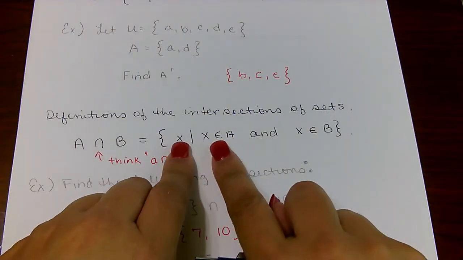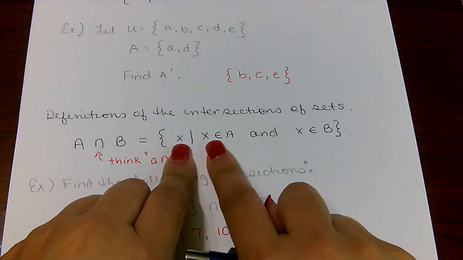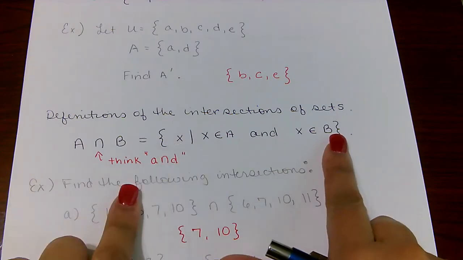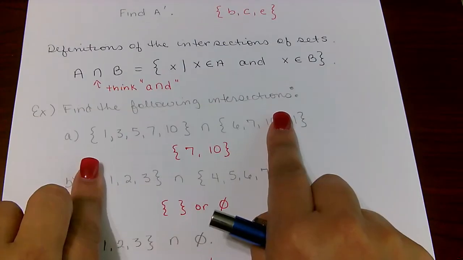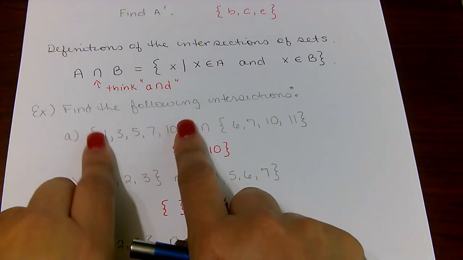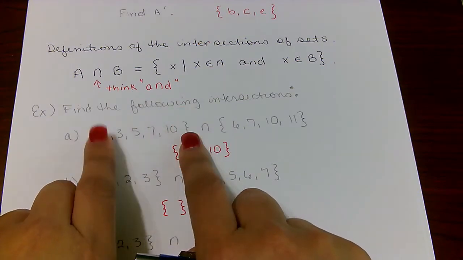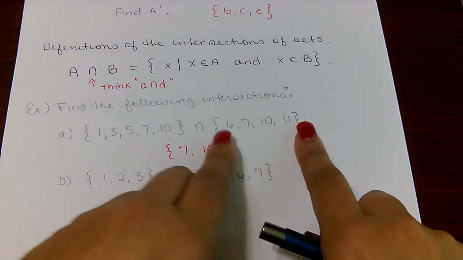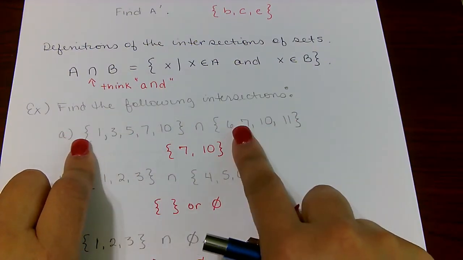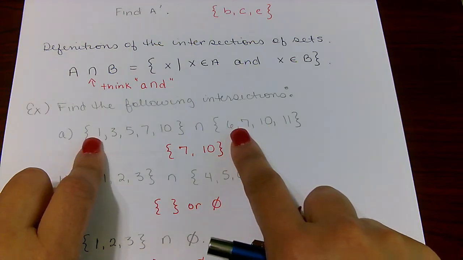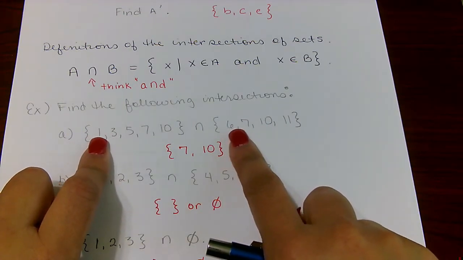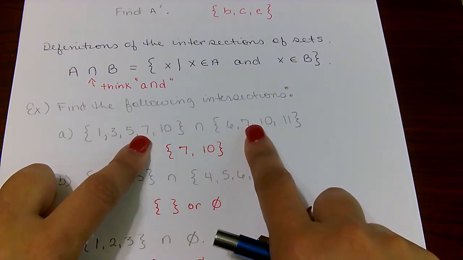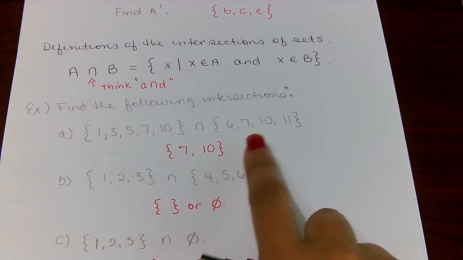So here it says an element X, where X is an element in A and X is an element in B. Okay? Let's find the following intersections. Here I'm just writing the elements in one set. You know it's a set because of the braces. And we're writing the elements in another set. Which are the elements that are in common? Well, they have to be in both. So if I'm looking here, I can see 1 is not here, 3, 5, 7 is here, so 7 is an element, and so is 10.